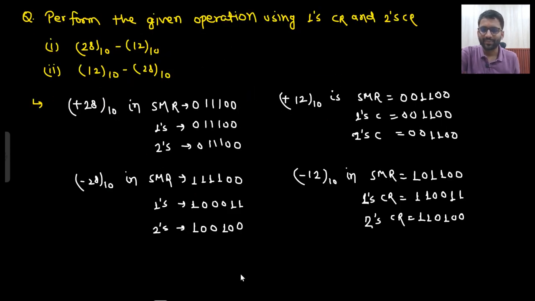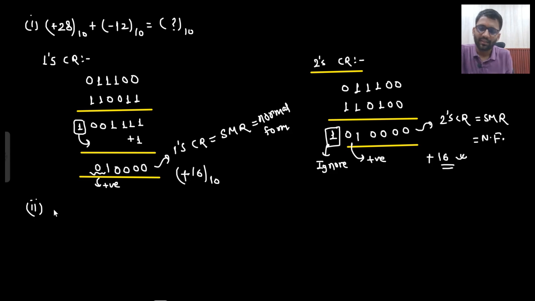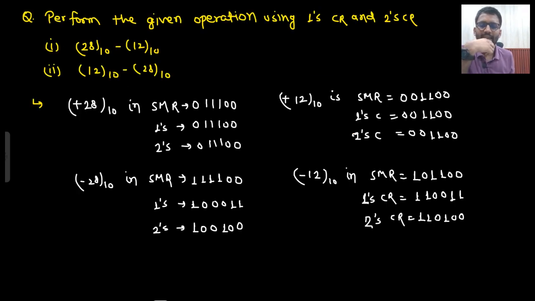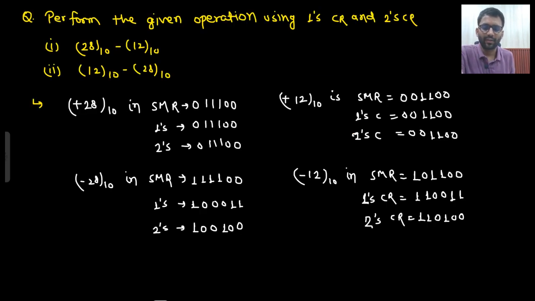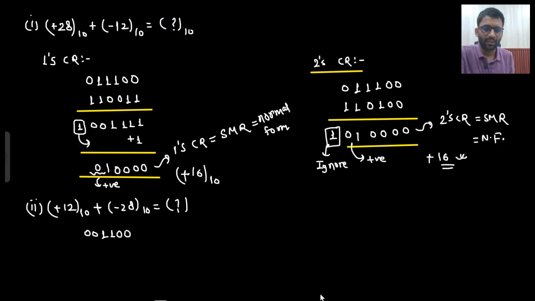Will I be able to do it on this page only? 12 minus 28, that is plus 12 plus minus 28. Do it on your own, then see the solution. So plus 12 will be represented as 0 0 1 1 0 0, and minus 28 in 1's complement is 1 0 0 0 1 1.